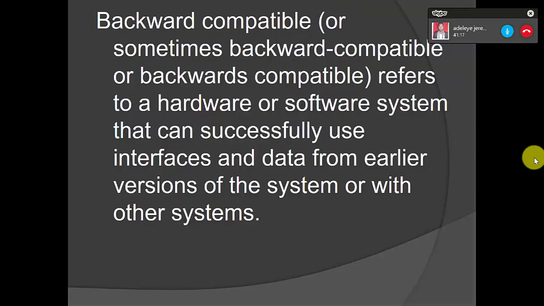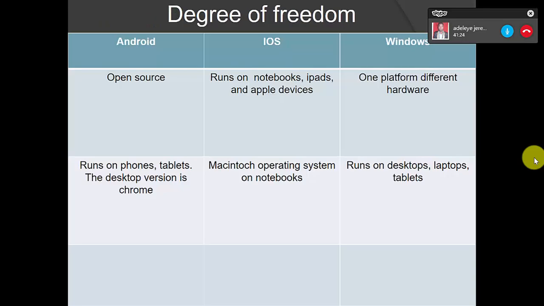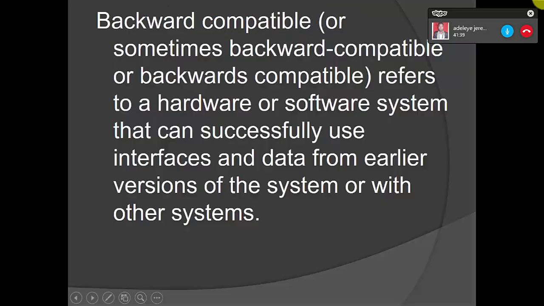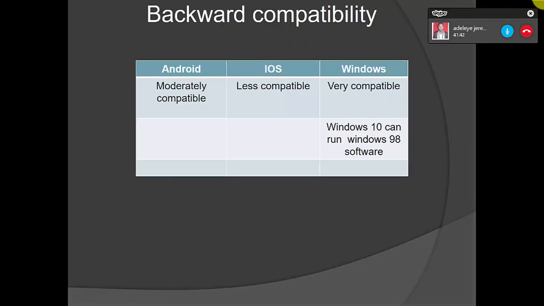All right, sir. So the desktop version of Android: because Android is developed by Google, they also have another version that runs right on the desktop, and that version is Chrome. That's an operating system made by Google. Then the Macintosh operating system is the notebook version of iOS. And Windows is just one platform, one software across all platforms. So I quickly move to backward compatibility.